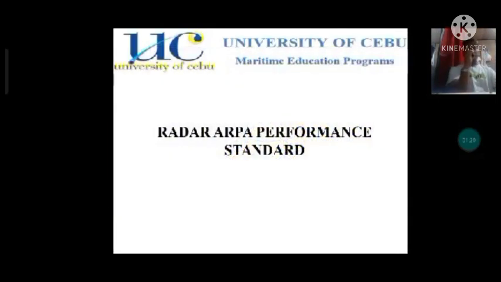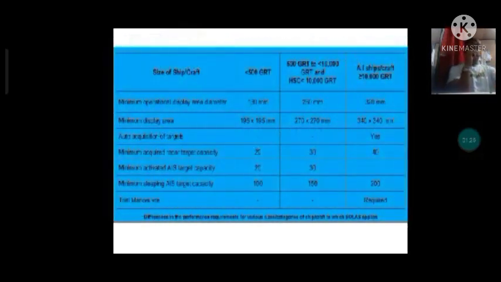Next is the radar ARPA performance standard. In this chart, you can see the example of the radar ARPA performance standard: size of ship or craft, minimum operational display area diameter, minimum display area, auto acquisition of targets, minimum acquired radar target capacity, minimum activated AIS target capacity, minimum sleeping AIS target capacity, and trial maneuver.